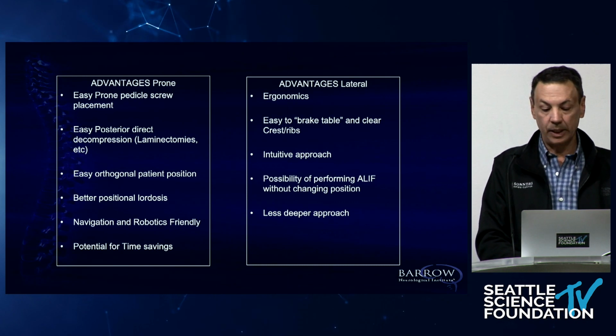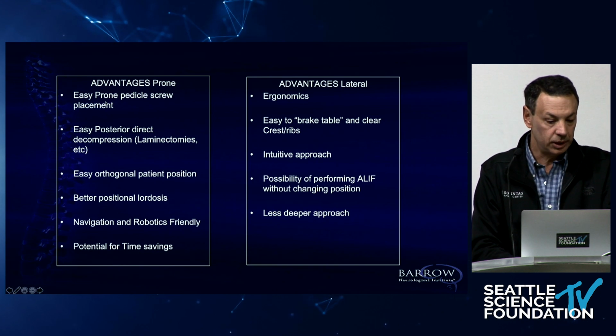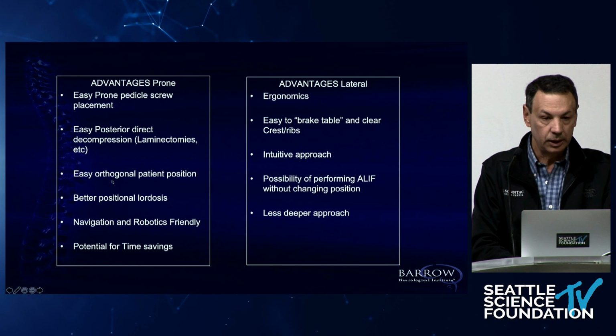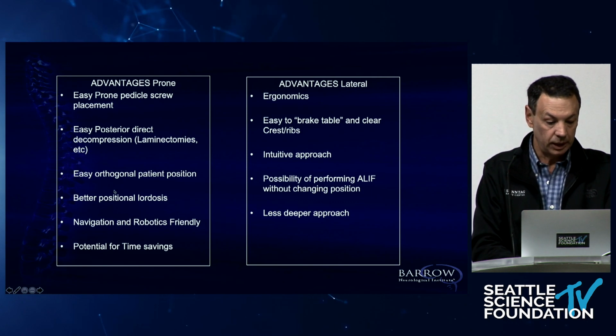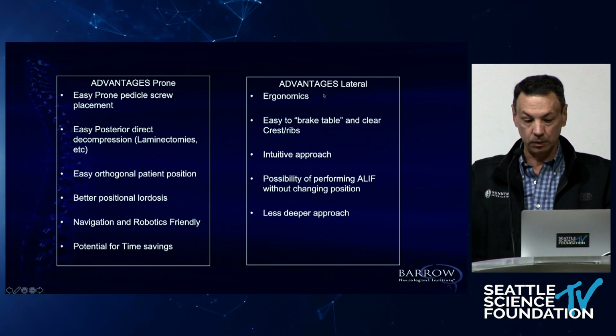So then in summary, the advantages of being prone are which ones? Okay. Easier to manipulate, put screws, easy to position the patient, friendly with the robotics, and it has some potential for time savings. What is the advantage on the other side when you do lateral?